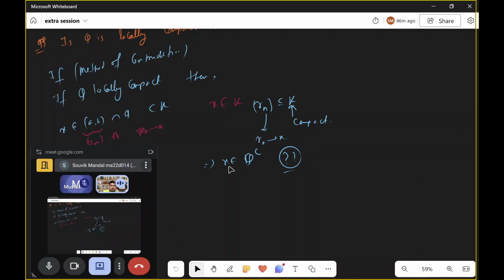Now Rn goes to x, so x belongs to Q complement. So that is the argument. There is nothing more to explain. Okay, so that is the argument.